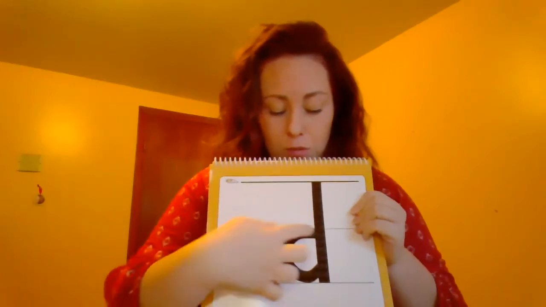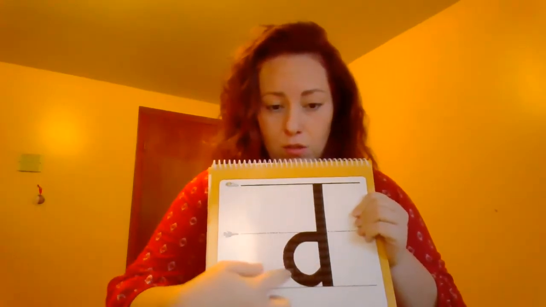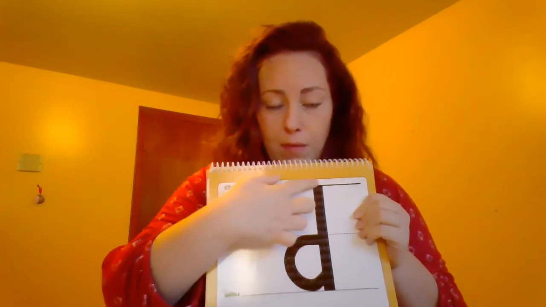So what we're going to do when we make letter D is we start at the plane line and we make our circle. Then we go up to make our line, and then we trace right back down on that same line.